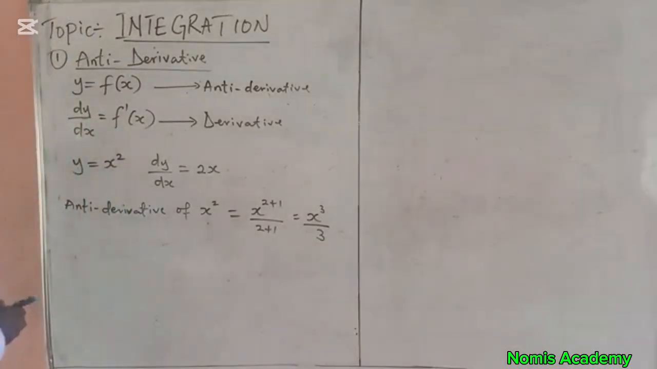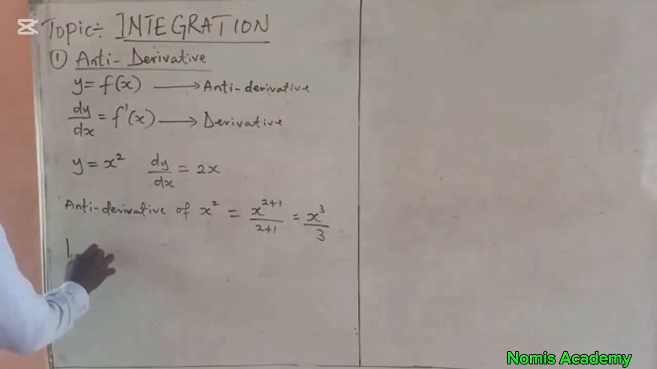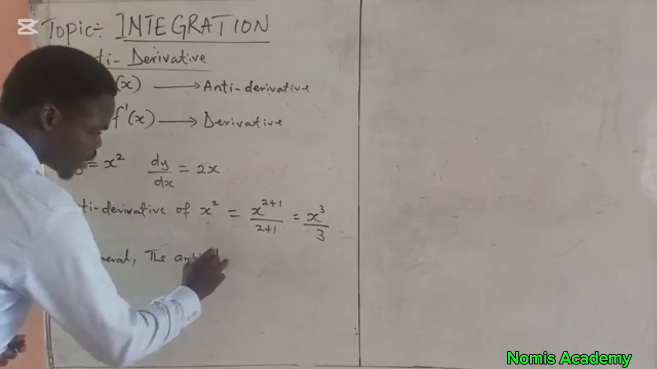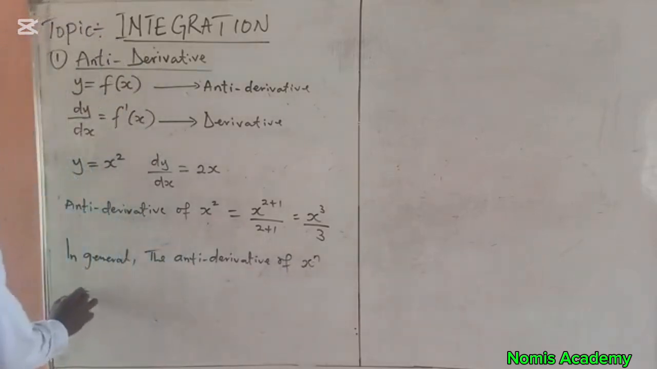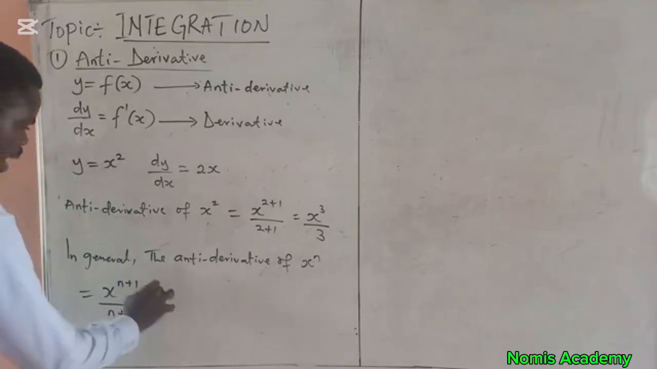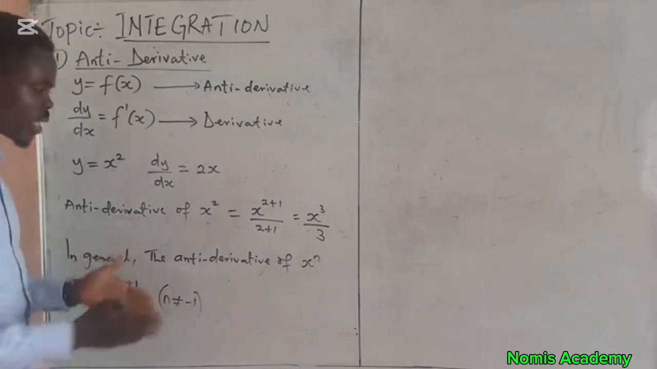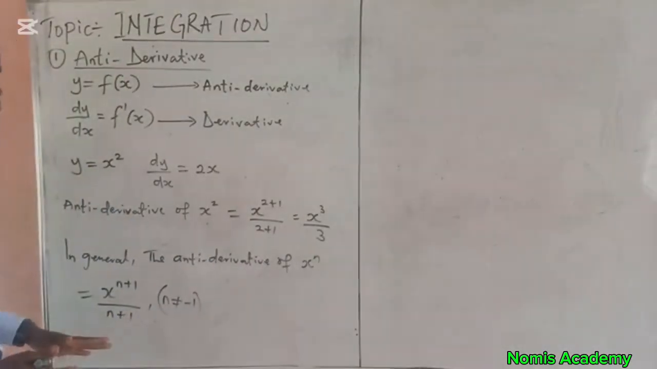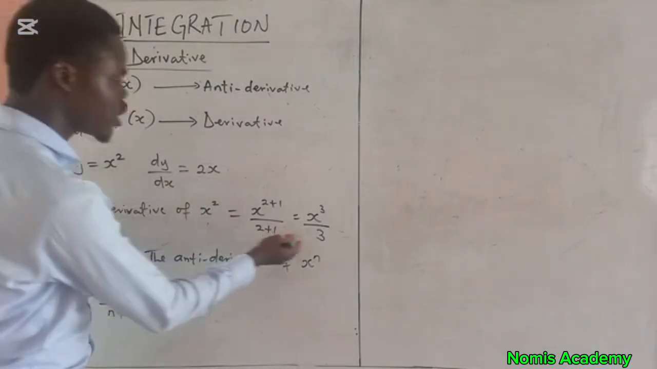Now, in general, we can write the antiderivative of a polynomial function as follows. The antiderivative of x^n, which is a polynomial function, is given as x^(n+1) all over n+1, where n is not equal to minus 1. So this is the general form of writing the antiderivative of a polynomial function. Let me explain this again. This is the function, this is the derivative of the function, and this is the antiderivative of the function.